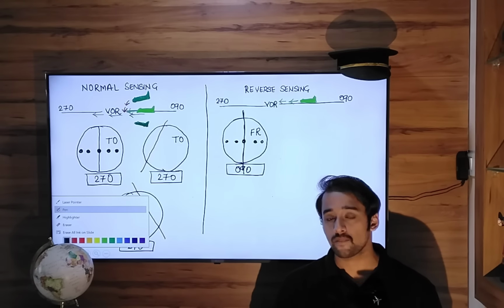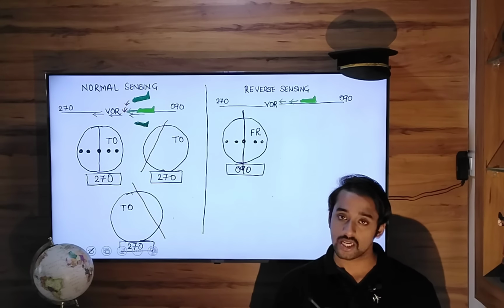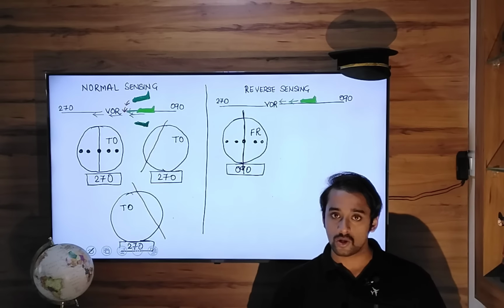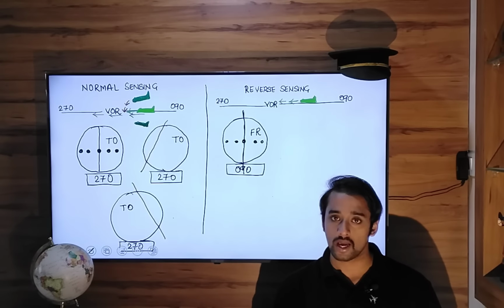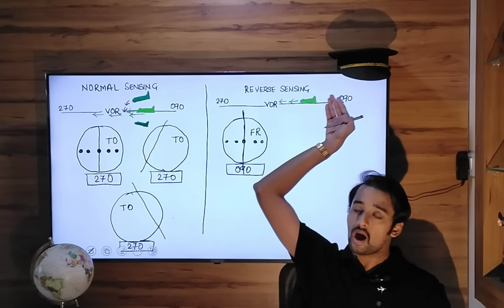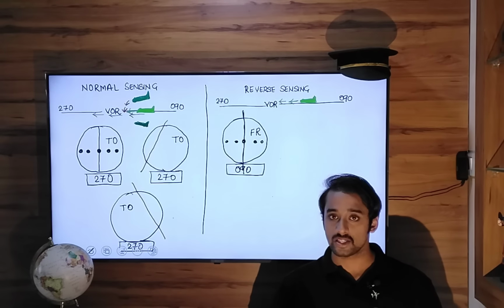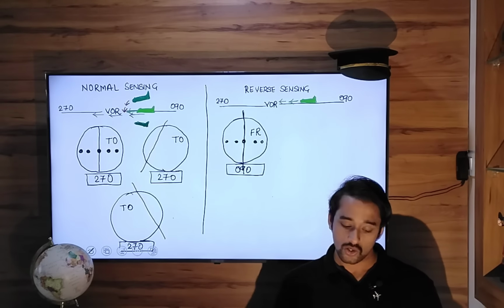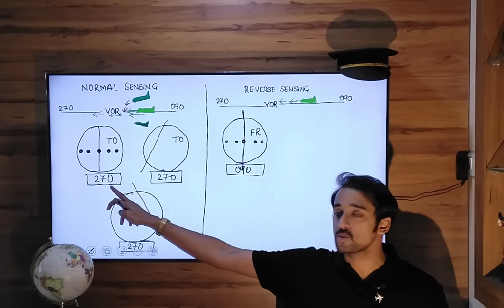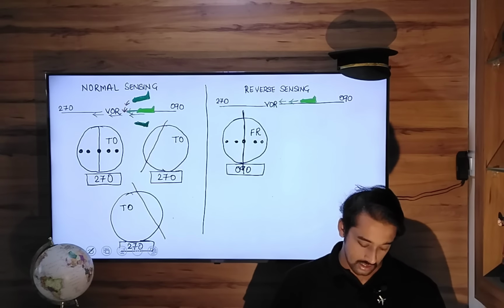So it is very important that you put the correct indication in the OBS selector. If you put 090, what will happen? You will fly this 090 radial and you will go outbound. That's why you're getting a FROM indication, but you're flying towards. So what should you put to get a TO indication? You should put 270. Now let's talk about the crosswind corrections.